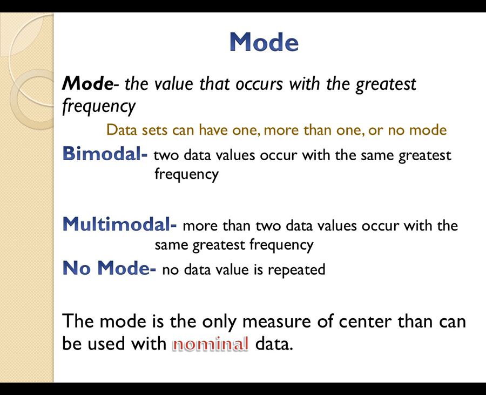Multimodal means more than two data values occur with the same frequency, and multimodal data tells you that probably the mode is just not a real good measure of central tendency. Because one of your modes is going to tend towards the lower numbers, one's going to tend towards the higher numbers, and one's going to be somewhere in between the first two. So it's not really going to be very representative or informative. No mode means that none of the data values are repeated. The mode is the only measure of center that can be used with nominal level data, categorical data.